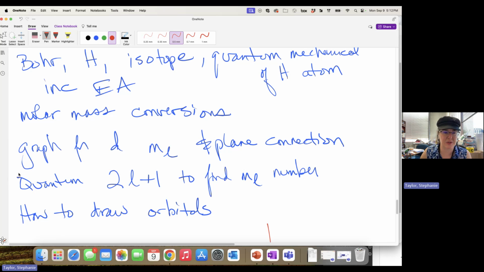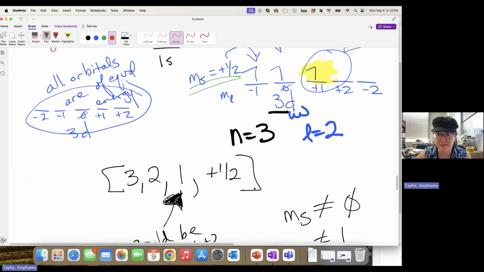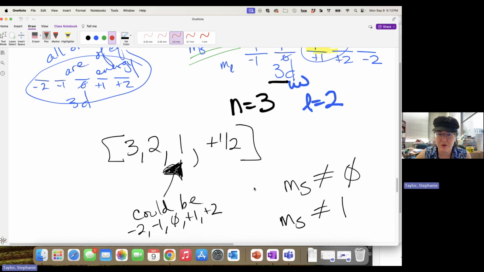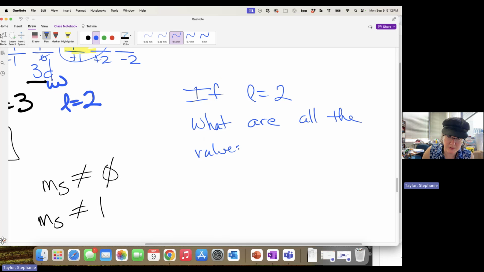Somebody asked, and I think they were just trying to relate to the question we just did, but I didn't ask quite the right question. For the quantum number question, can we use a formula to find the number of values for m sub l? So this is a game, because if the question is, if L is equal to 2, what are all the values of m sub L? Notice it says all the values.